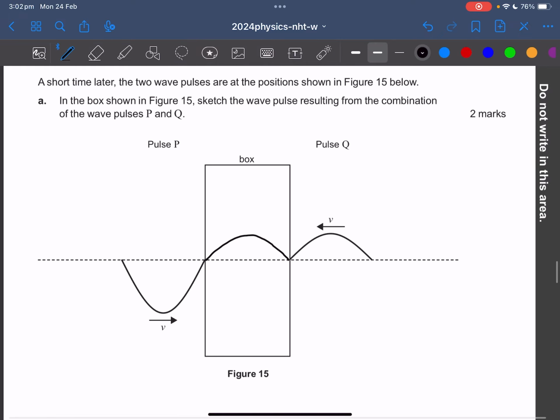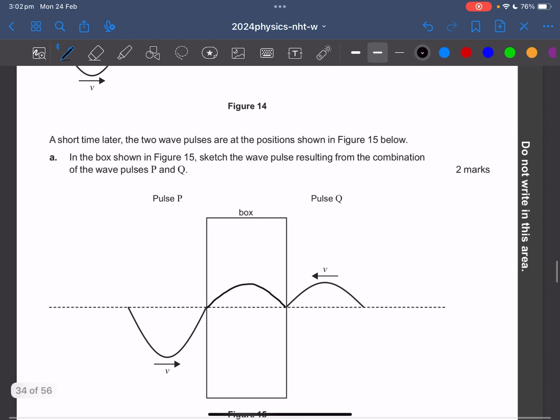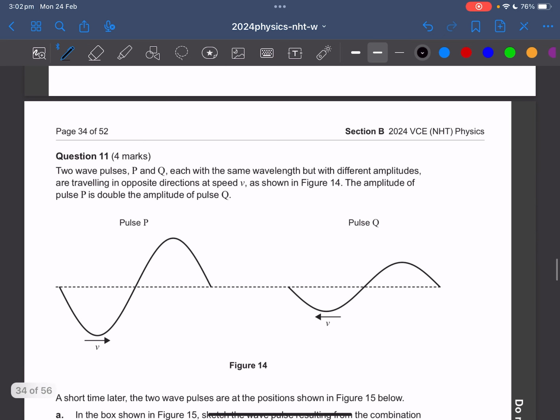Okay, so yeah, it's just amplitudes adding up. One is positive, one is negative, so they will cancel out and we'll get a positive one. Because this is twice, right? So let's say this is 2 and this is 1, our resultant would be just 1. Okay, that's what's happening.